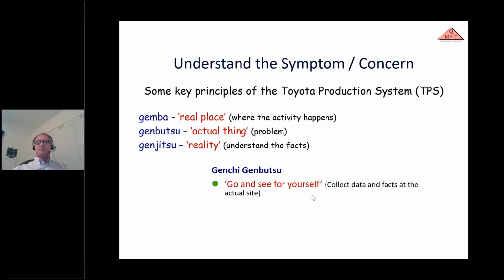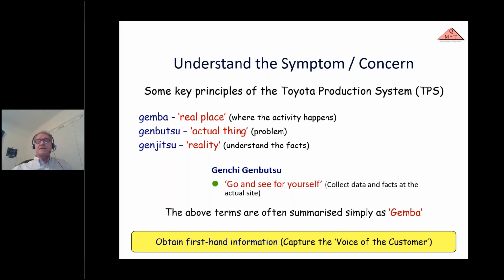It's prompting the problem-solving team to collect data and facts at the actual site, which might be the work area, it might be the customer's environment. And it's not just a case of looking, this involves observing and understanding the context, understanding the flow of information, materials, work tasks as appropriate. The above terms are often summarised simply as Gemba. Go to Gemba. The aim is to obtain first-hand information to capture the voice of the customer, and this can assist the team with their investigation.